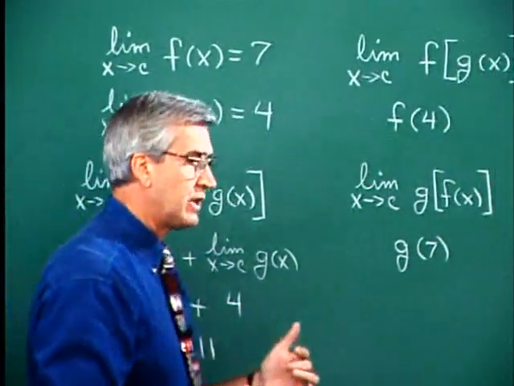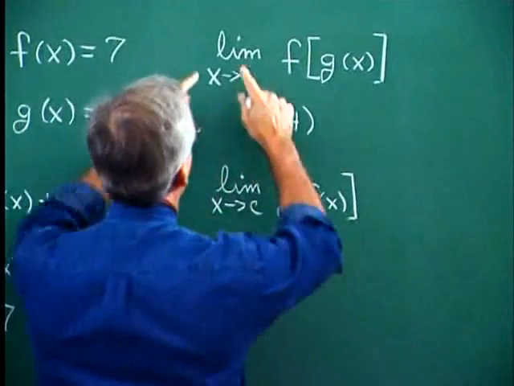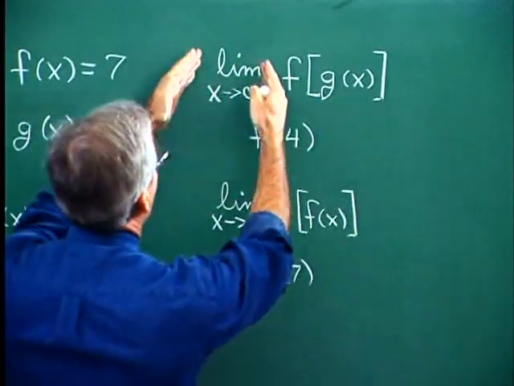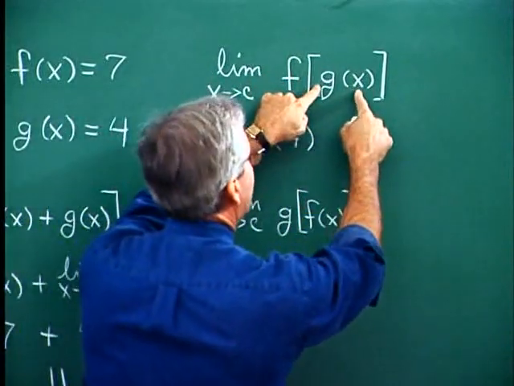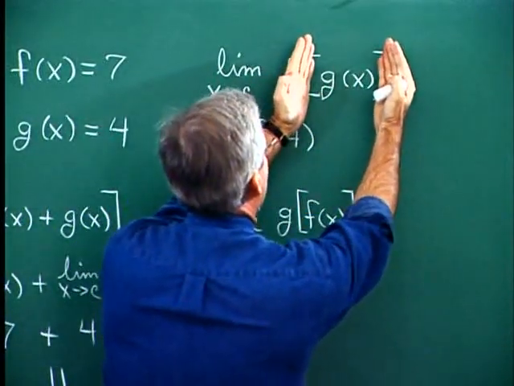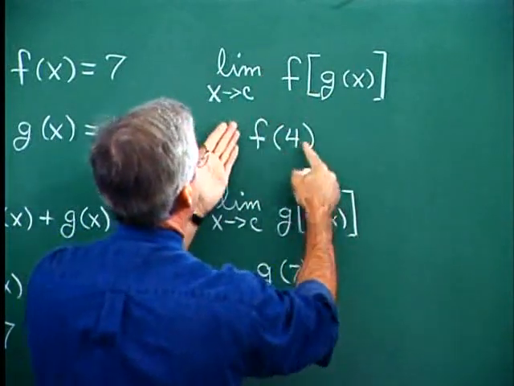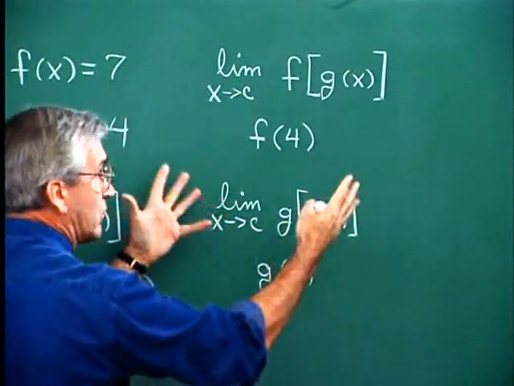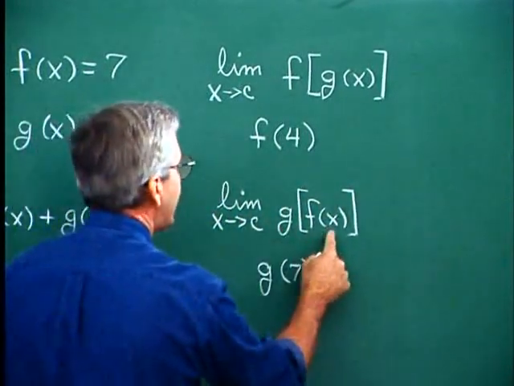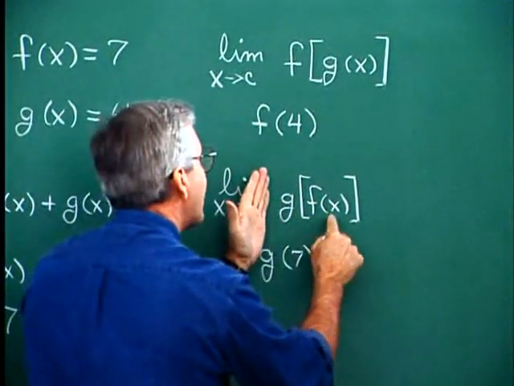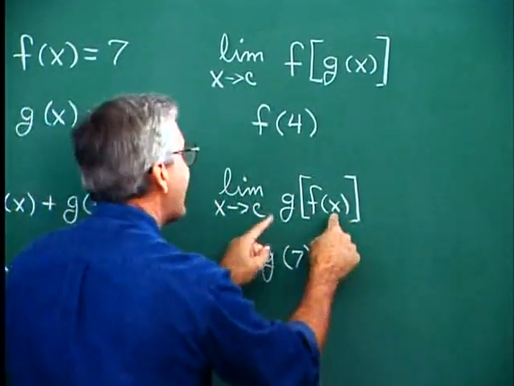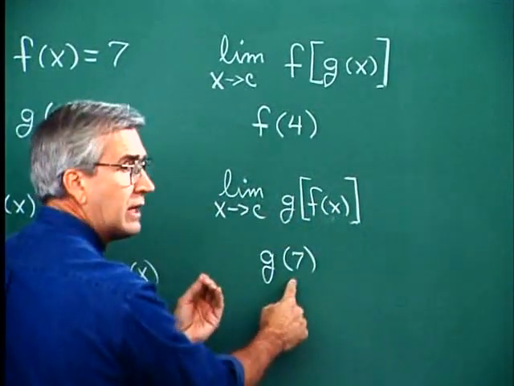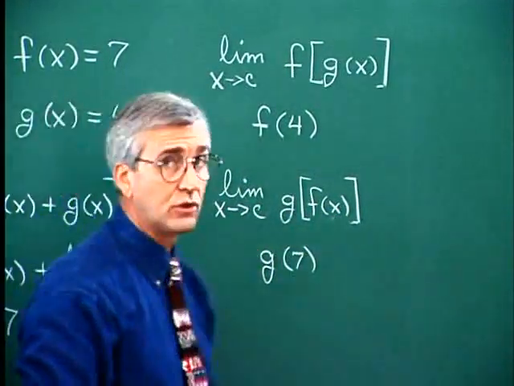Now, what about the composition? Well, that too is no big deal. The limit of f of g of x would be, now we're applying the limit idea to the g of x, and the limit of g of x, remember, was 4. So this is nothing but f of 4. And evaluate that, and we would be resolving the situation. If it was g of f of x, we're taking the limit of g of f of x. We know that the limit of f of x is 7, so this is just g of 7, and all of this is relatively intuitive.